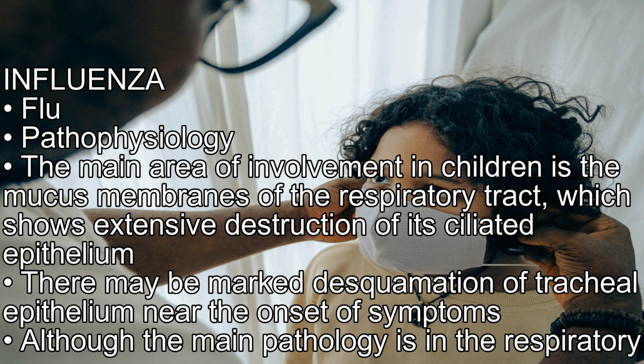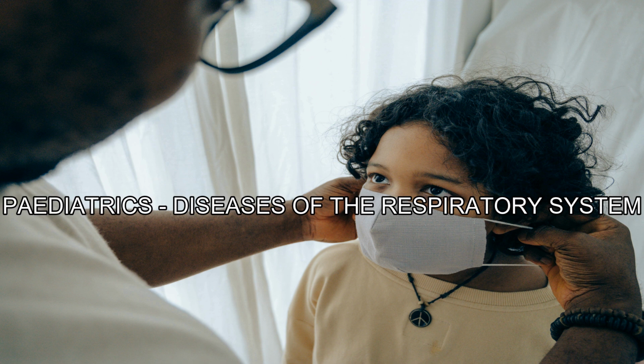Influenza, the flu. Pathophysiology: the main area of involvement in children is the mucous membranes of the respiratory tract, which show extensive destruction of the ciliated epithelium. There may be marked desquamation of tracheal epithelium near the onset of symptoms, although the main pathology is in the respiratory tract.